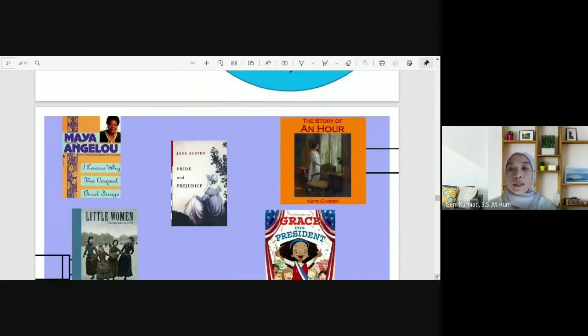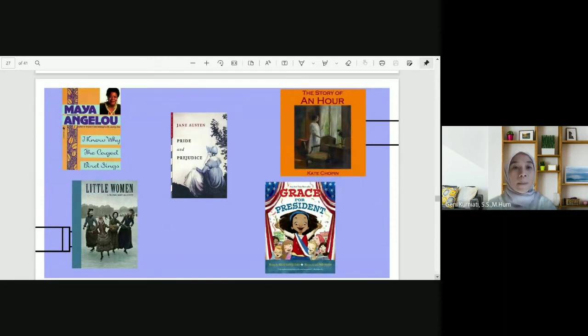Here, I put some examples of literary works. I Know Why the Caged Bird Sings, a novel by Maya Angelou, and Jane Austen's Pride and Prejudice, The Story of an Hour by Kate Chopin, Little Women by Louisa May Alcott, and Grace for President. So, these five examples of literary works, we can say that they discuss feminist issues and somehow gender issues, what it means to be a woman, what it means to be feminine, what it means to be a woman in a society.